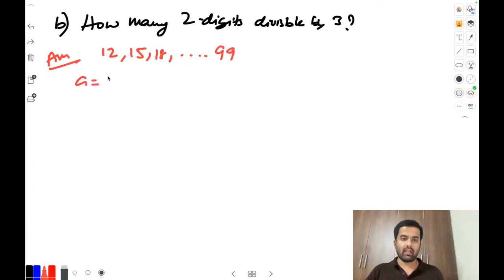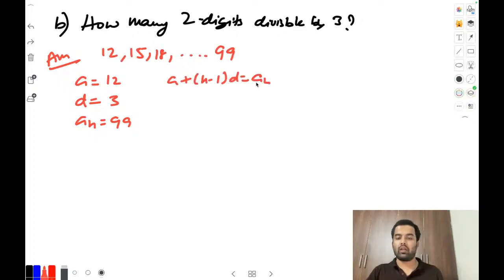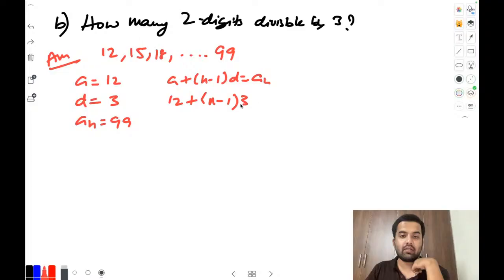Now, as we see, we have a value of 12. Gap is what? 3. And the an, what is that? 99. So as per the formula, we know this. Single formula only we have to use to get the answer of any question here. Now let me put the values. 12 plus n only we have to figure out. D is 3, an is what? An value is 99.